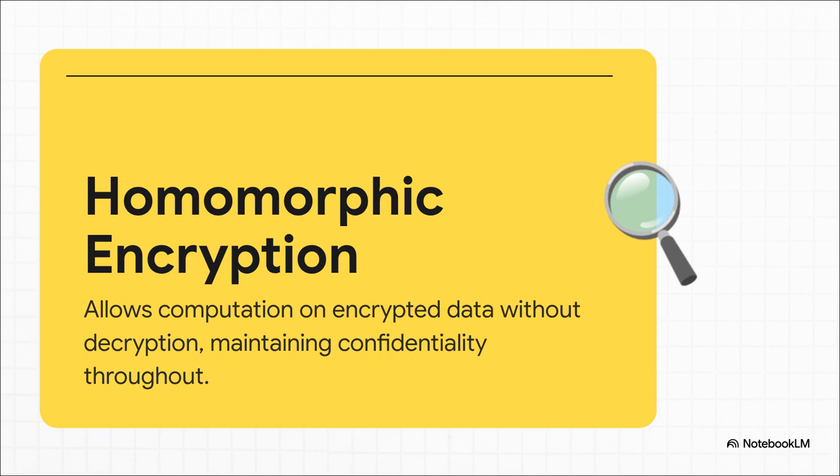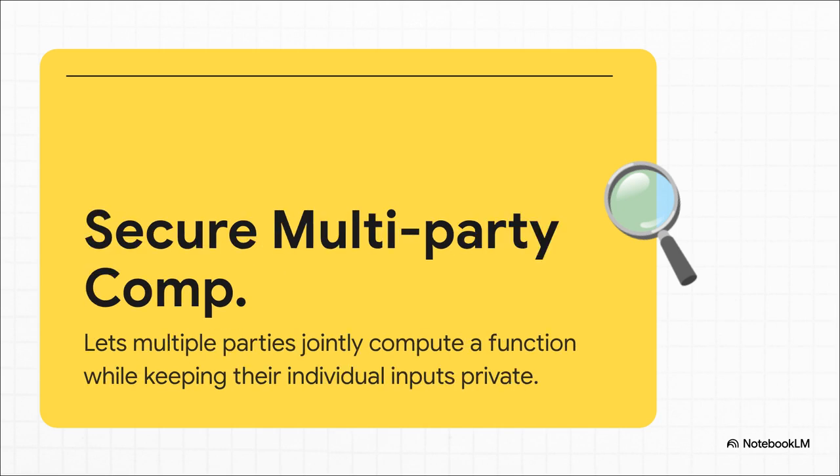Okay, now this next one sounds like something out of a sci-fi movie. It's called homomorphic encryption. What if you could work on data while it's still completely scrambled and encrypted? That's what this does. It's literally like being able to organize the contents of a locked safe without ever having the key. You can train a model on super sensitive data that the model itself never actually sees in its raw form. It's mind-blowing.